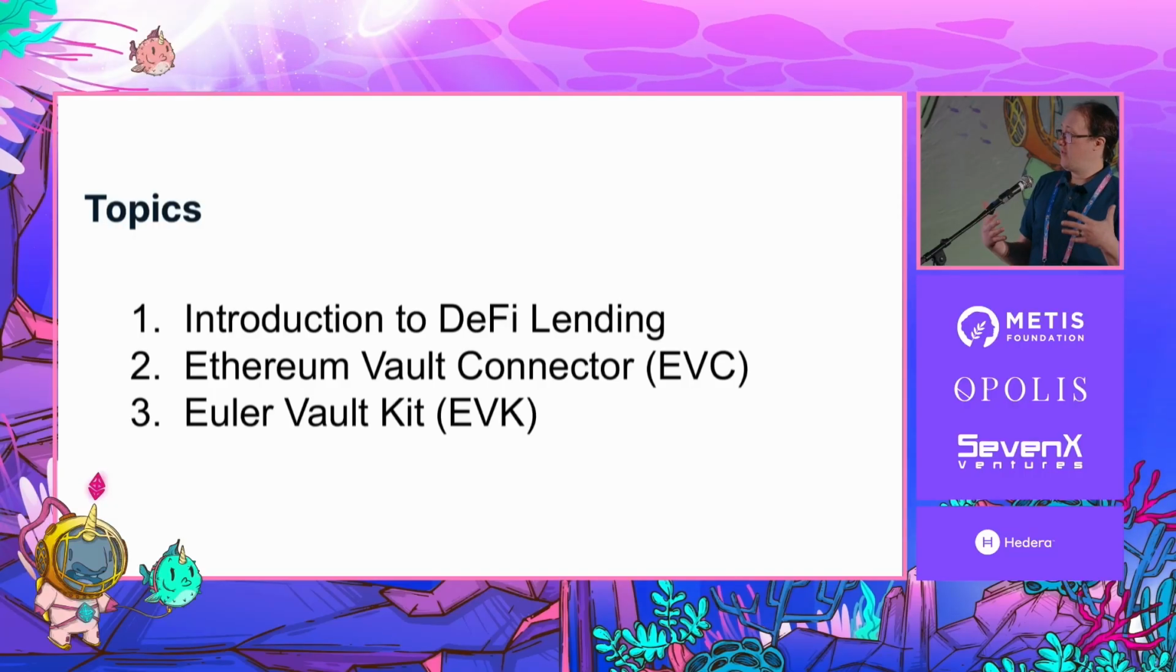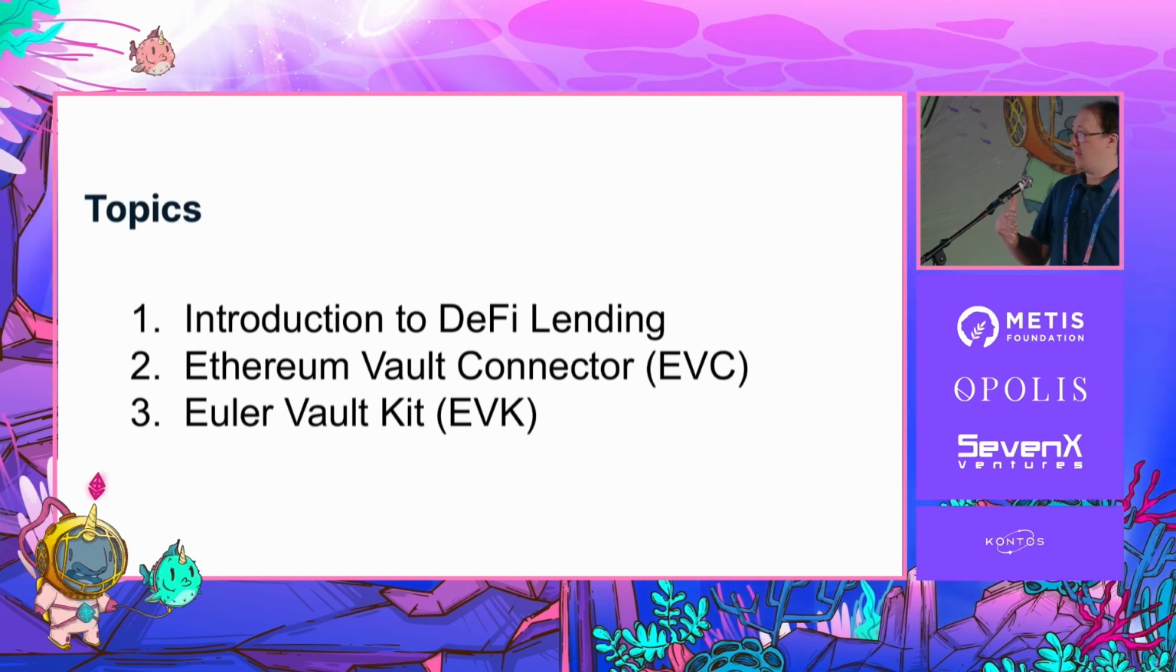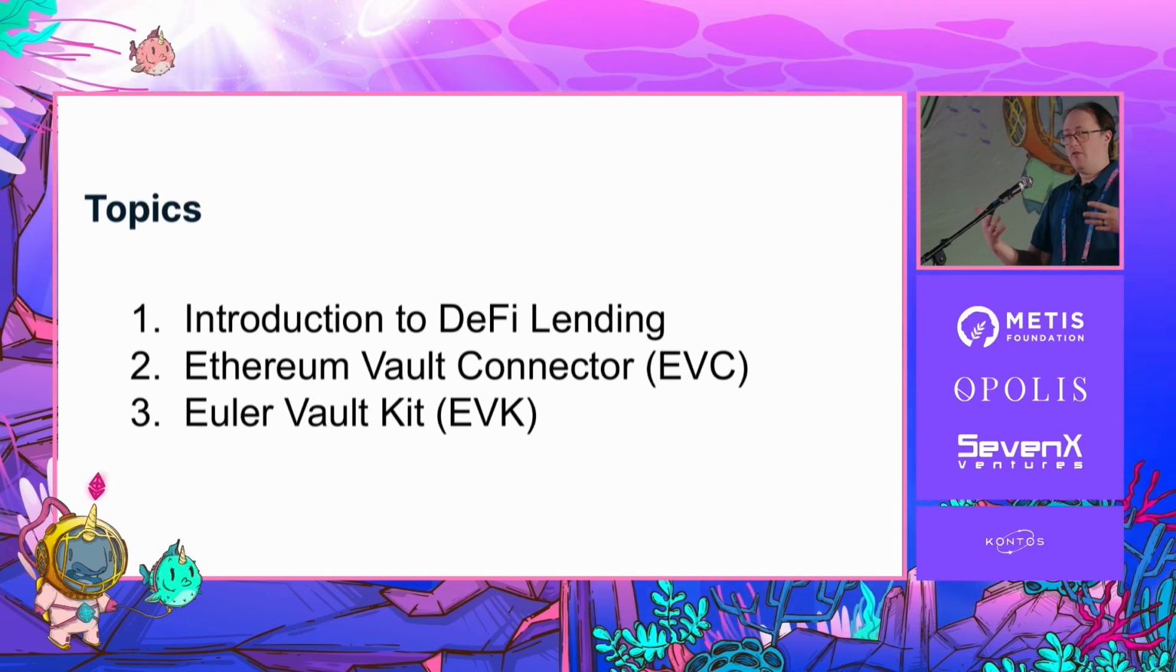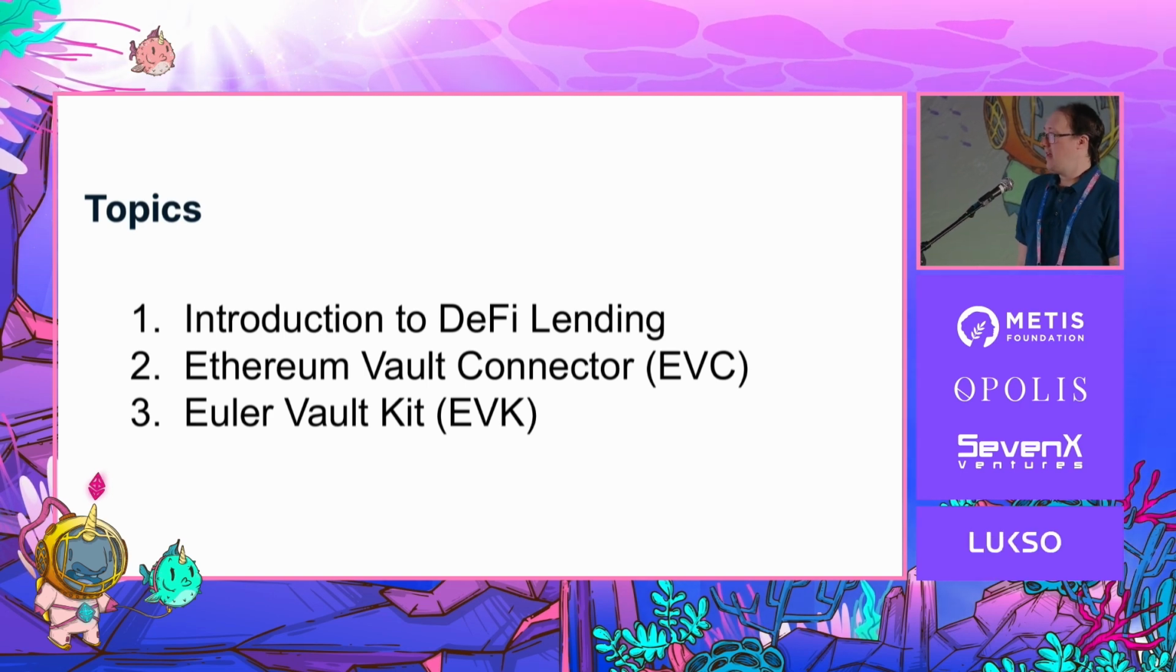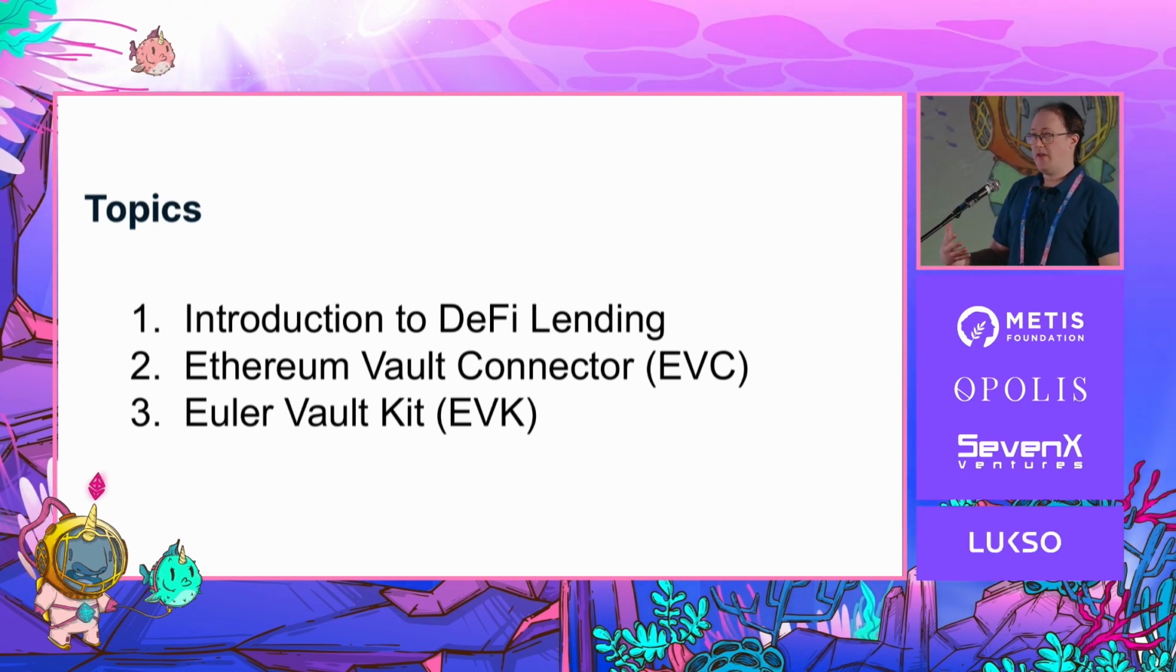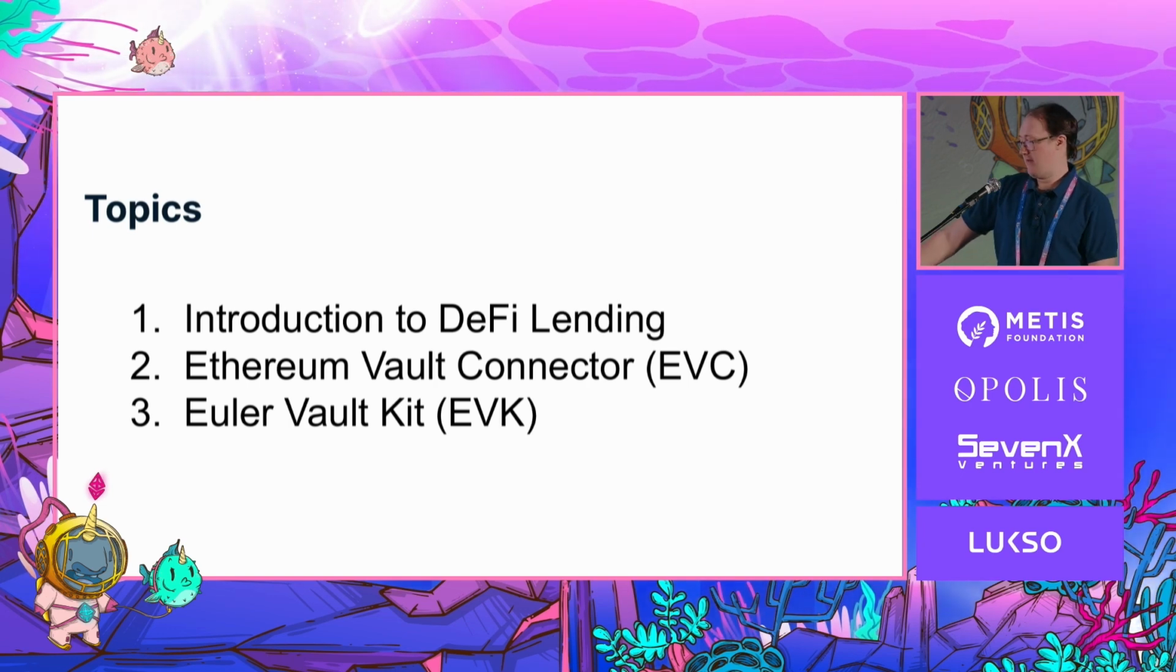This talk I've sectioned into 3 different topics. The first, we're going to do a little bit of introduction to DeFi lending. I wasn't entirely sure who the audience was, so some of it might be things you already know, but it's a little bit of a description on who is using these products and why they are doing that. Next, we're going to talk about a project that we've developed called the Ethereum Vault Connector, and then finally another project that brings it all together called the Euler Vault Kit.